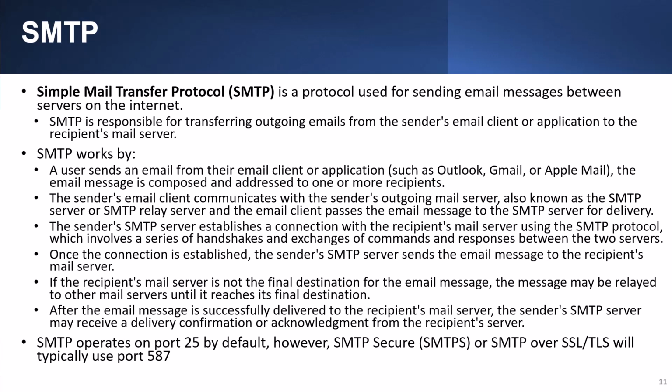If the recipient's mail server is not the final destination for the email message, the message may be relayed to other mail servers until it reaches its final destination. After the email message is successfully delivered to the recipient's mail server, the sender's SMTP server may receive a delivery confirmation or acknowledgement from the recipient server. SMTP operates on port 25 by default. However, SMTP Secure, or SMTP-S, or SMTP over SSL/TLS will typically use port 587.